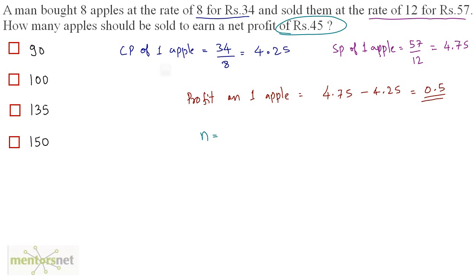So the number of apples is equal to the profit made on the total number of apples, that is 45, divided by the profit made on 1 apple, that is 0.5. So this is equal to 90. So the total number of apples that should be sold is 90 apples.